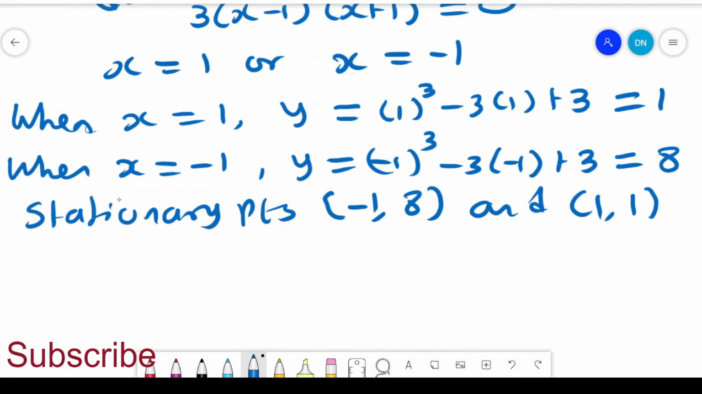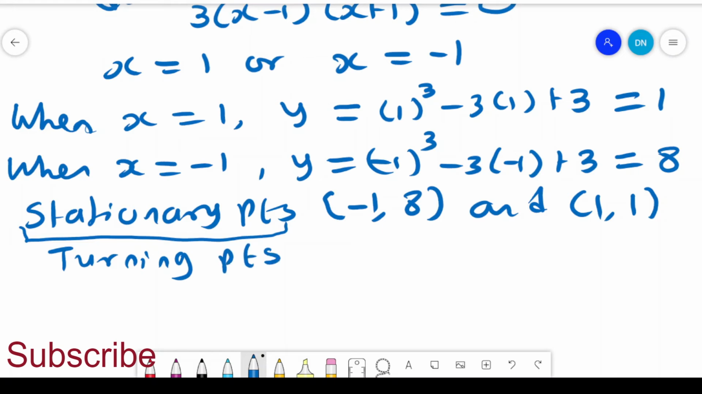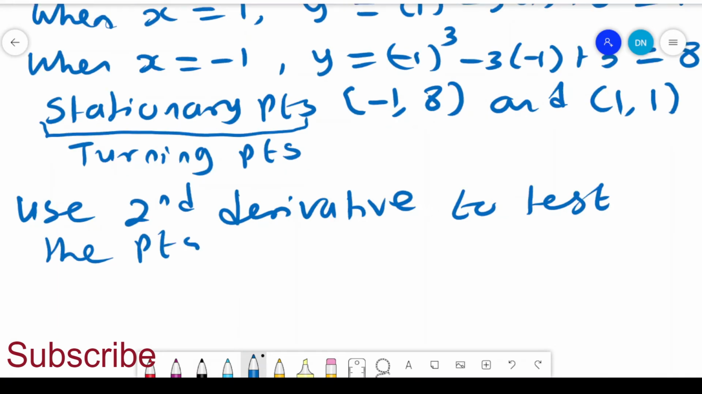So we didn't actually call them stationary points. I'll be calling them turning points, because we don't know, are they maxima, are they minima, or are they saddle point. So we use the second derivative to test the point.